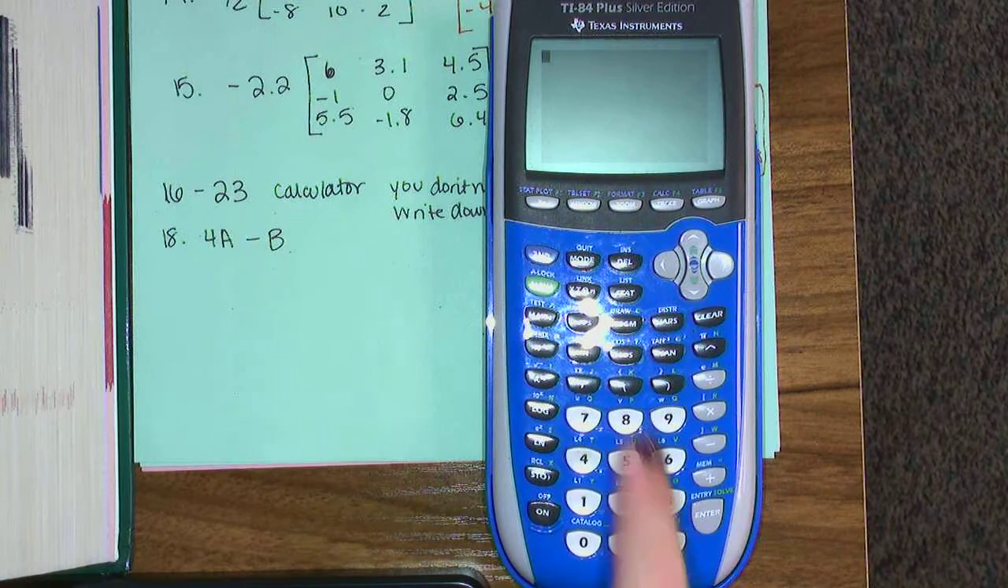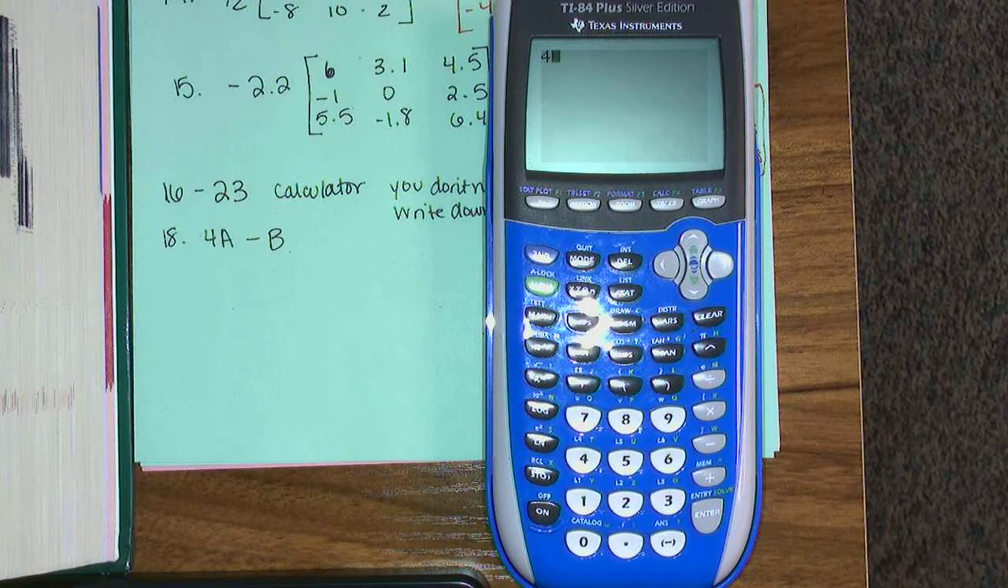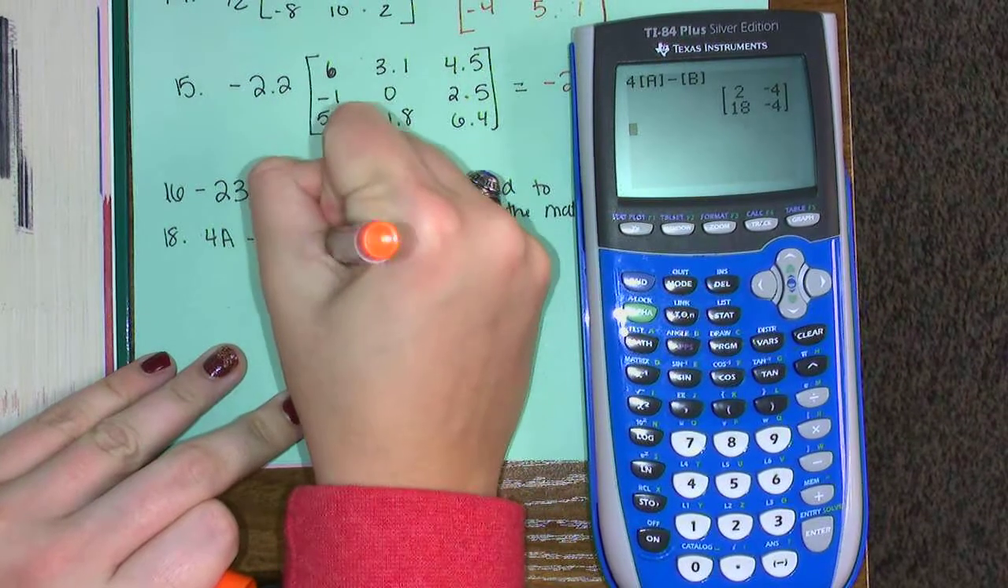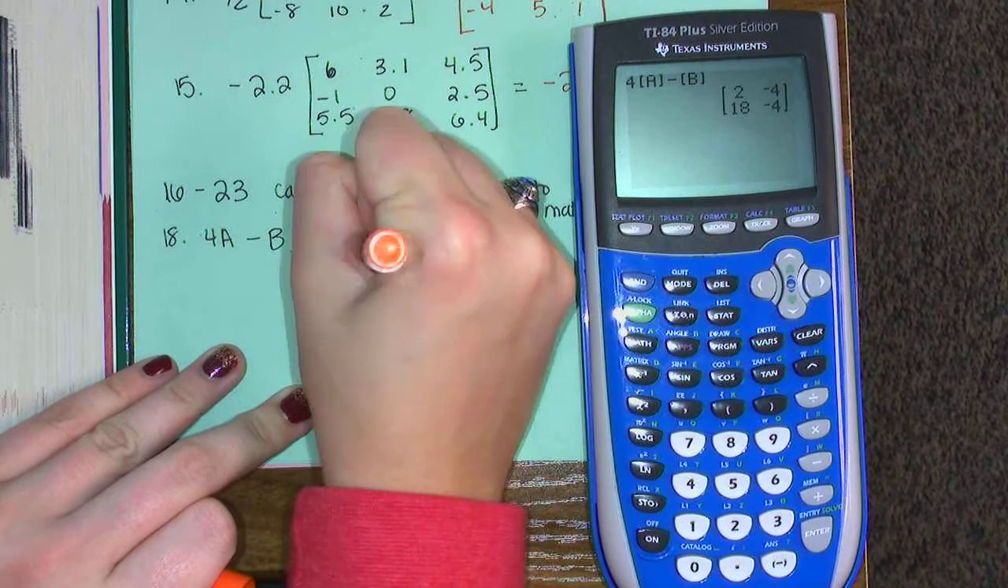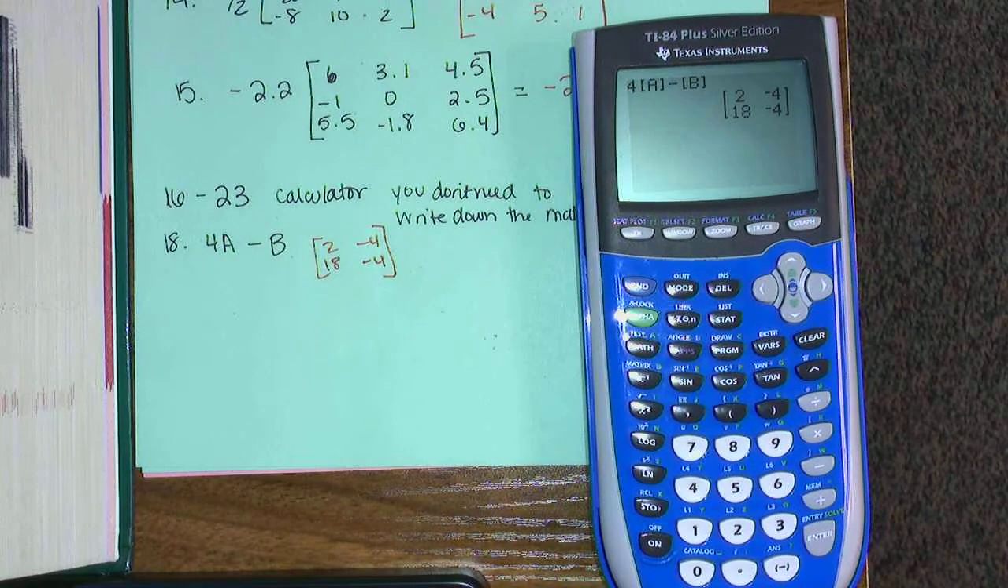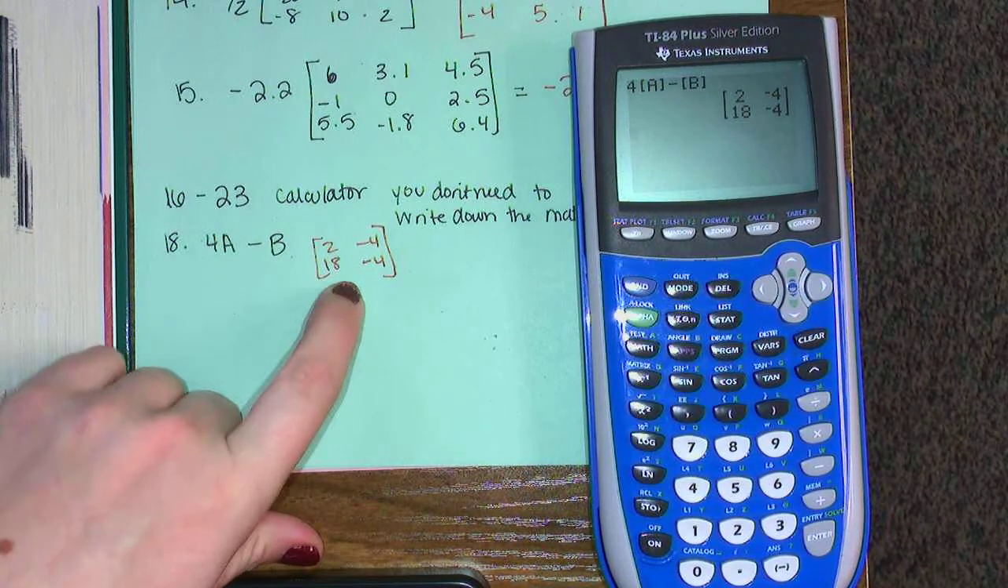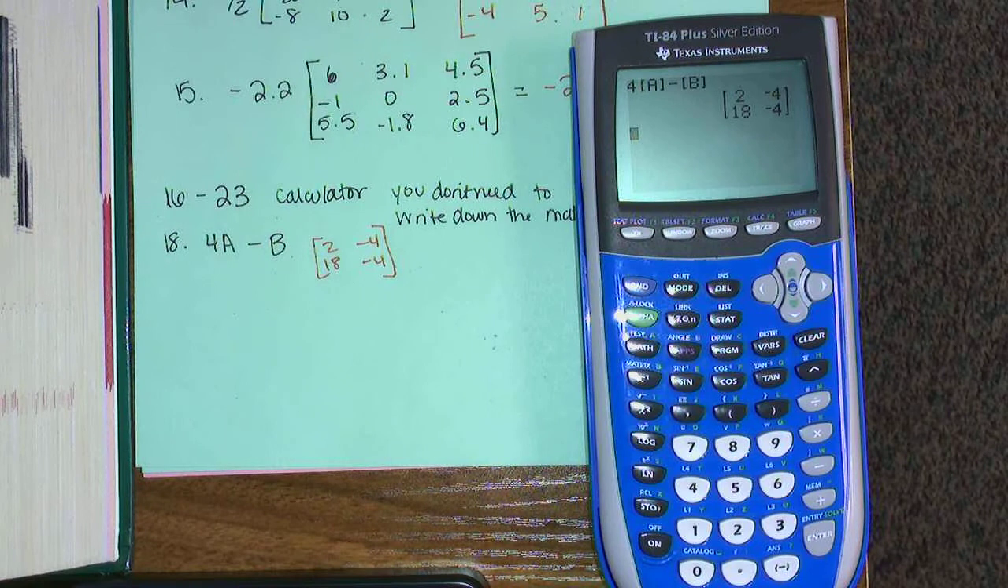So, I'm going to 4, okay, times second matrix. Okay, I want matrix A. Minus second matrix B. So it should look like that. Hit enter, and it does it for you. So then on your paper, you need to write 2, negative 4, 18, negative 4. Okay, and with these ones, I will know you did them on your calculator, so that's all you need to do. Okay, you need to write down what the problem is, and then that. But you don't have to copy down the matrix every single time.